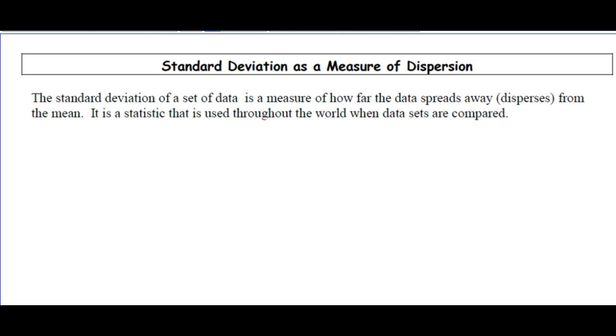The standard deviation of a set of data is a measure of how far the data spreads away or disperses from the mean. It's a statistic that is used throughout the world when data sets are compared. So it's going to come up over the rest of the lessons in this unit, and it's very important to get an understanding of it.